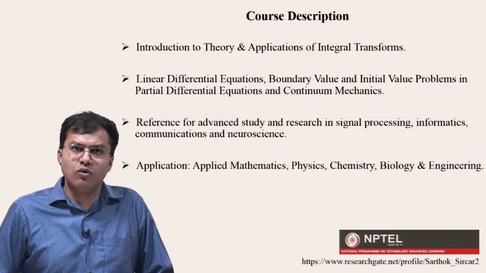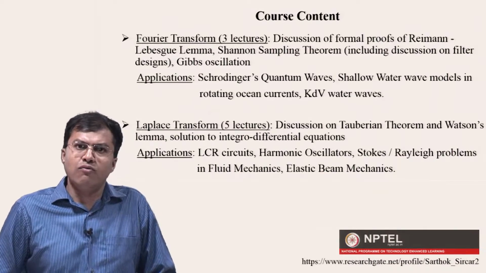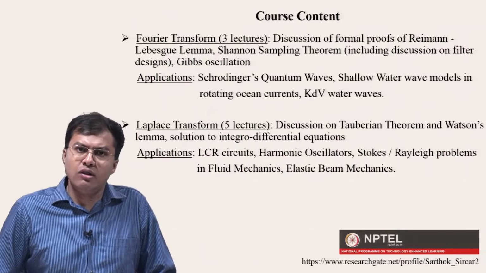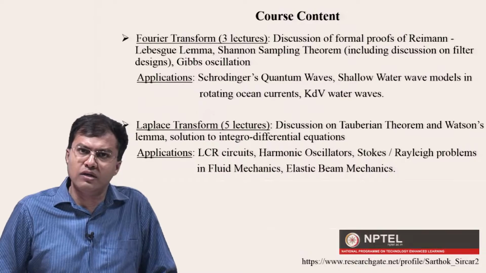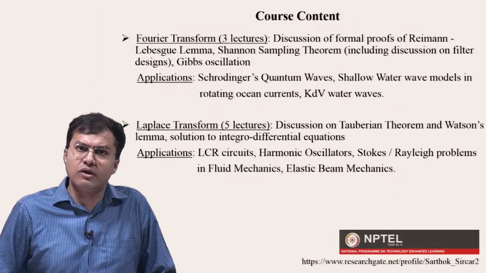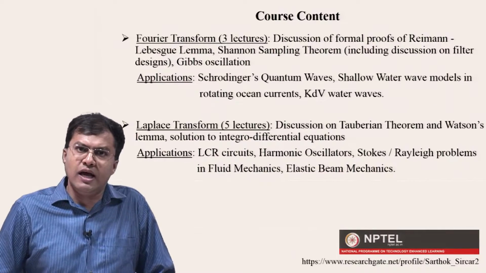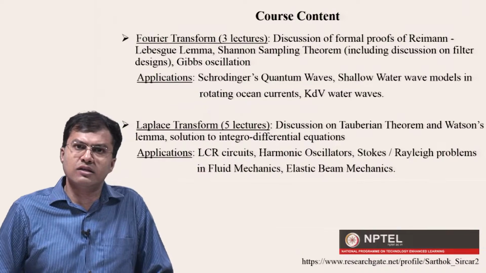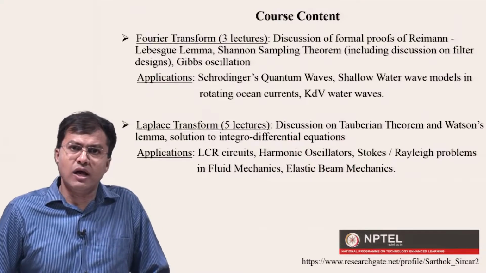So, the content of the course is as follows. In the first 3 lectures I am going to spend some time on Fourier transform. Now, in all these transforms, besides the definition of the transform and its inverse, these are some of the extra topics I will be covering. Namely, in Fourier transform I am going to cover the formal proofs of the Riemann-Lebesgue lemma, as well as topics related to the Shannon sampling theorem, including a discussion on filter design, as well as the issue of Gibbs oscillation, which is a common headache for numerical analysts.